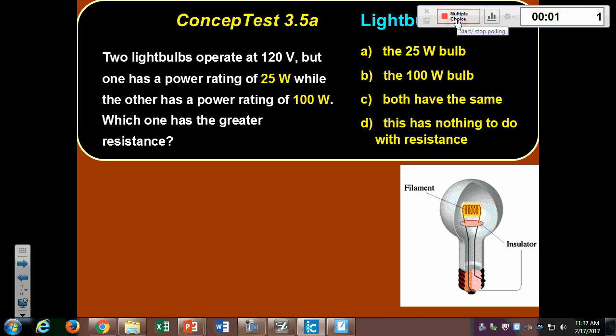All right. Two light bulbs operate at 120 volts. One has 25 watts. One has a power rating of 100 watts. Which one has the greater resistance? We had a similar question before, but this is asking a different thing. Which has a greater resistance? Which resists the flow of electricity the most?